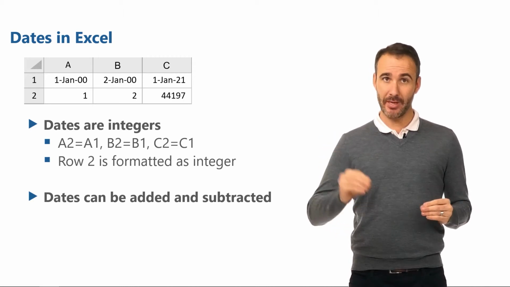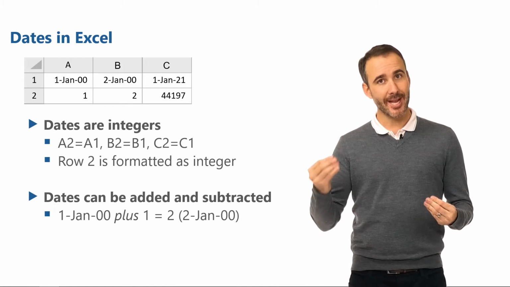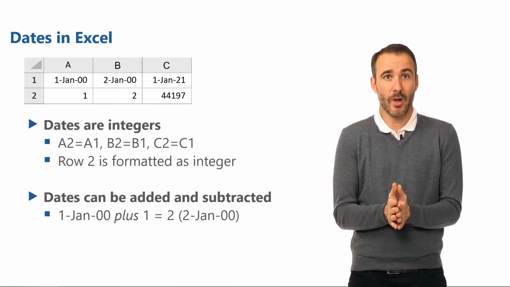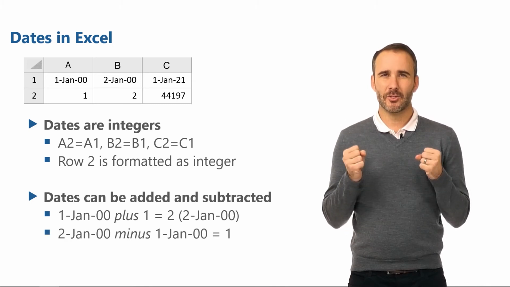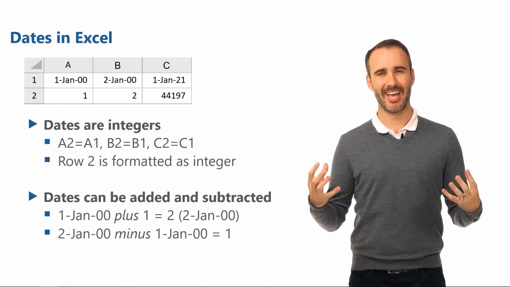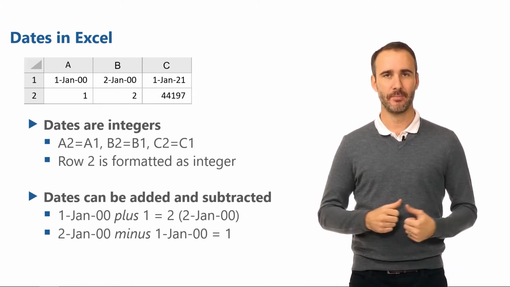The 1st of January plus 1 just equals 2. The 2nd of January minus the 1st of January of the same year equals 1. So that's great to know, but it still doesn't tell me how to get a date 3 months after another to create my quarterly time frame. I can't just add 90 days to the start of every quarter because every quarter has a different length.